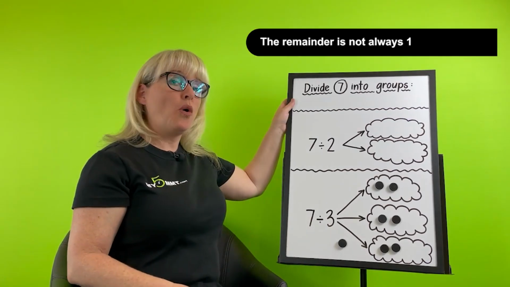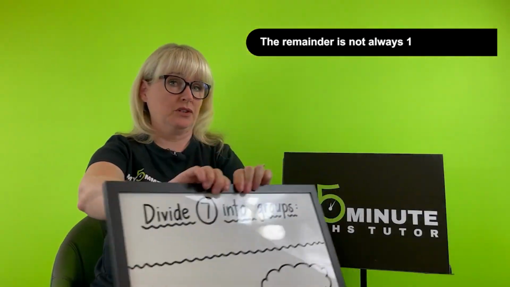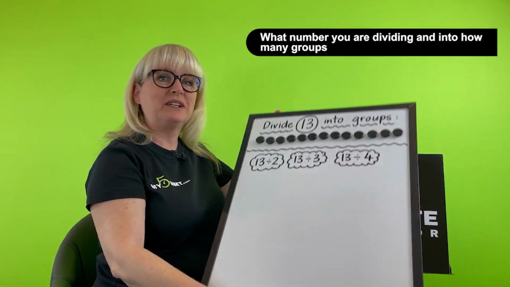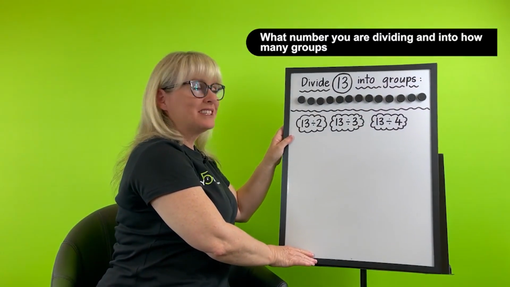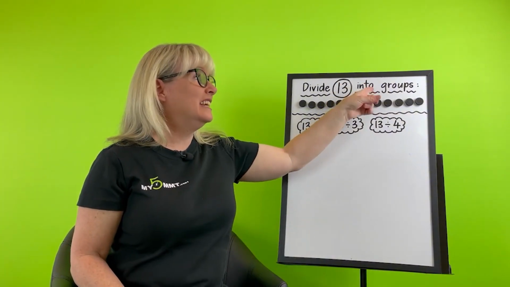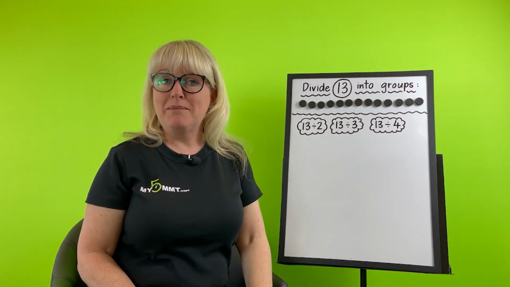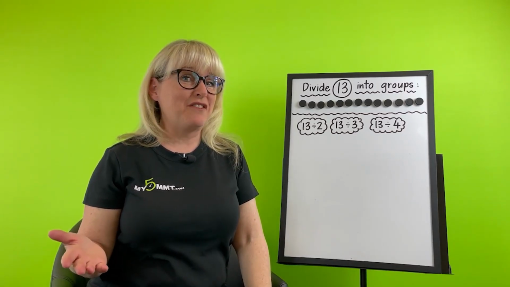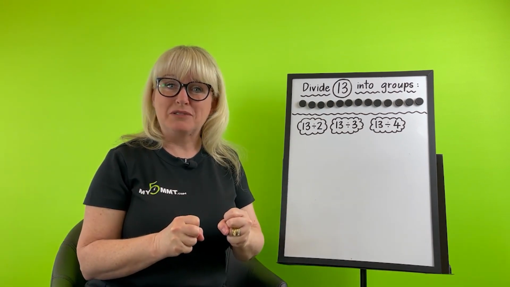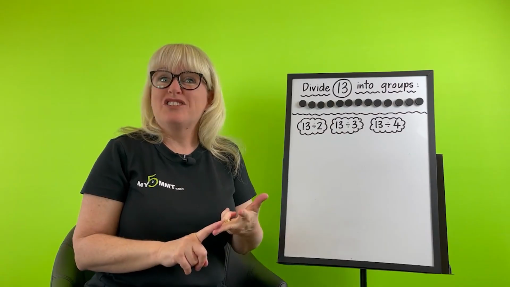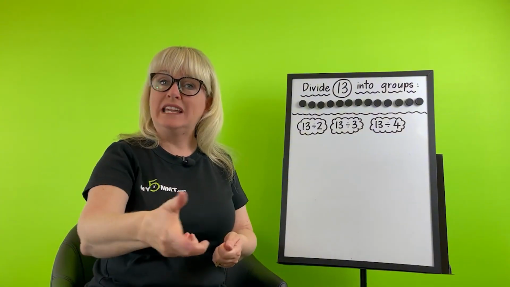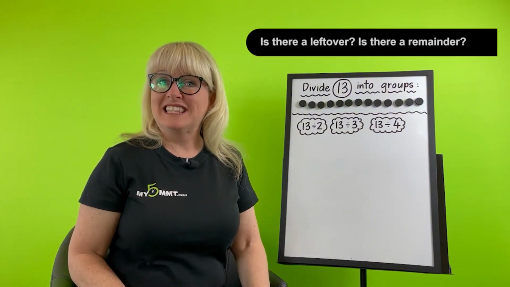Now the remainder isn't always 1. It could be 2, could be 3. It depends what number you're sharing or dividing evenly and equally and into how many groups. Well, we're going to try a larger number. We're going to look at dividing 13 into groups and try different numbers of groups and see if that actually affects our results. And I encourage you to do the same, to grab some hands-on material, pencils, pegs, socks, shoes, spoons, anything that you can find and share into even and equal groups and see, is there a leftover?